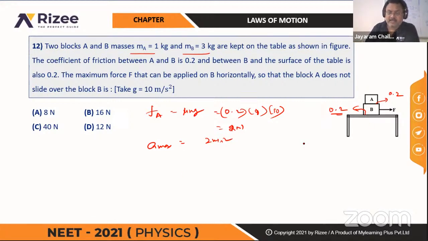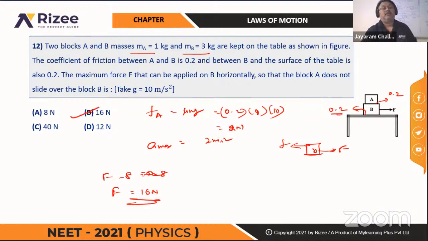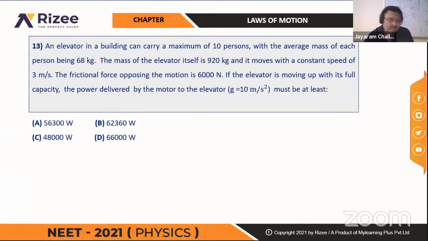Then what are the forces acting on B here? The forces acting on B: one is towards the right side, and this one will be towards the left, that is frictional force. These two will again be there. This is your applied force. That means what should I write here? F minus 8 should be equal to 12. From this, F is equal to how much? 4 twos are 8, and 8 plus 8 is 16 newtons. That is the maximum force that is required to apply on the B so that A does not slip over here.